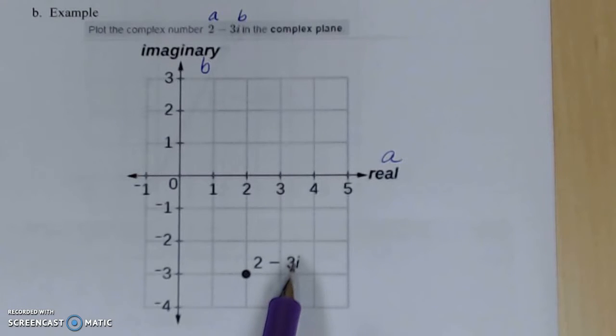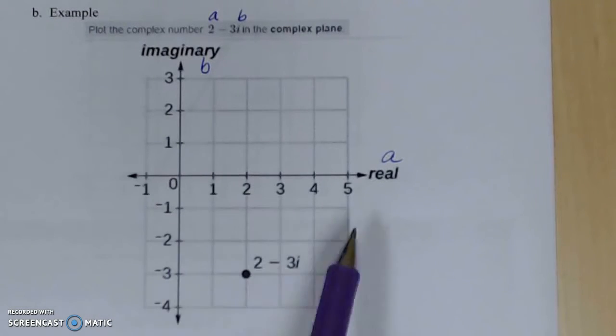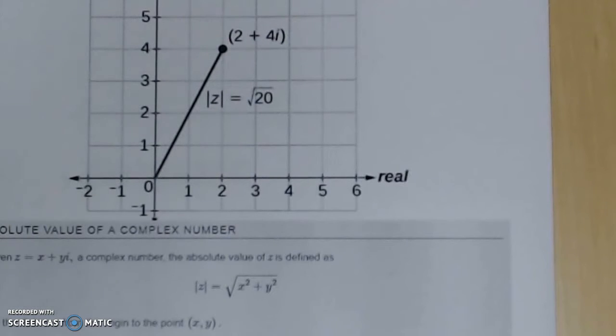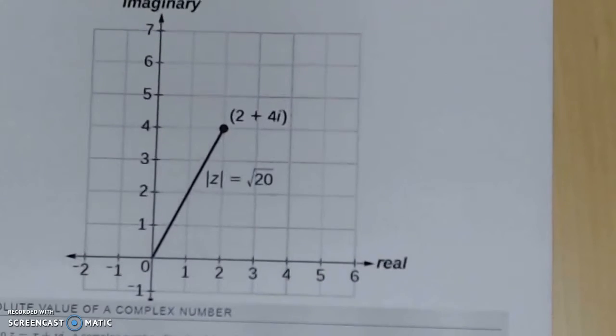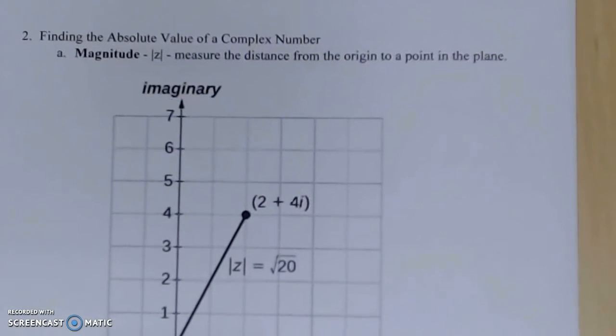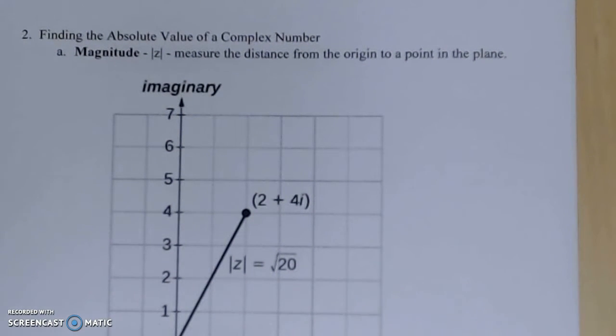It's not very difficult to plot. You just got to get your axis correctly, but very similar to what you're doing with your ordered pairs in your coordinate plane. Next thing that we're going to do is look at finding some information about where that is directionally. So for part 2, we're going to be looking at finding the absolute value of a complex number.